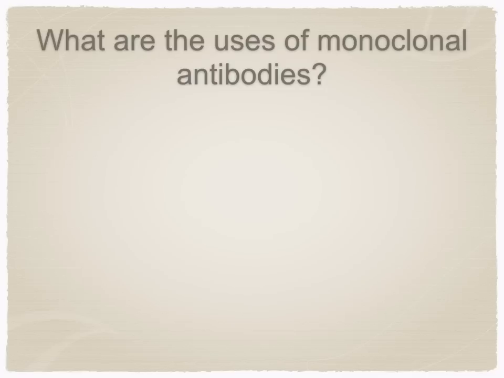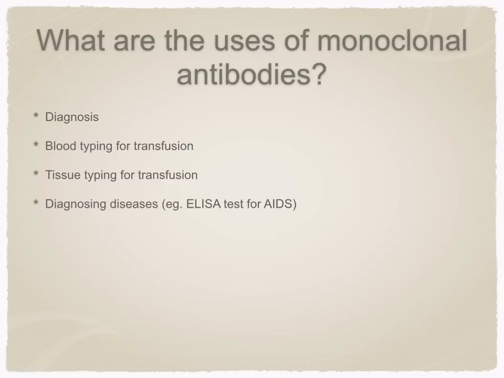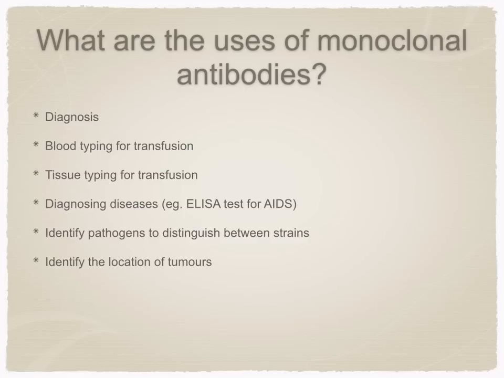Okay, let's have a look at some uses of monoclonal antibodies. Well, they're used in diagnosis, blood typing for transfusion, tissue typing for transfusion, diagnosing diseases, for example, the ELISA test for AIDS, identifying pathogens to distinguish between different strains, used to identify the location of tumors, testing for drugs, and testing for hormones, for example, the pregnancy test.